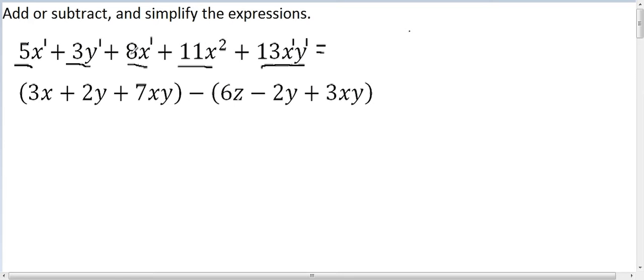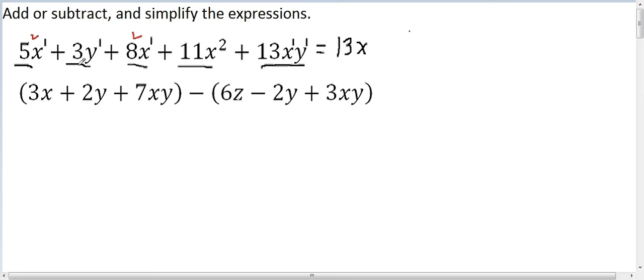So 5x plus 8x is, we add the coefficients together. 5 plus 8 is 13, so we get 13x. So let me check that off. We use this term and we use this term.